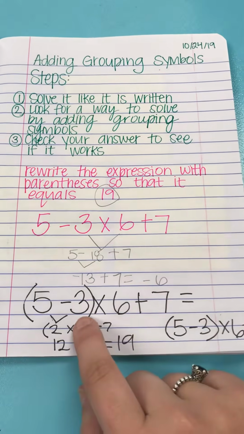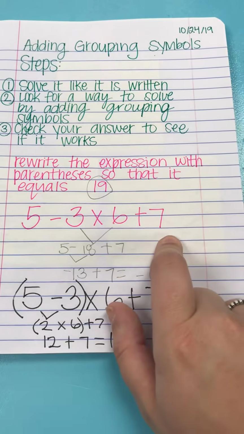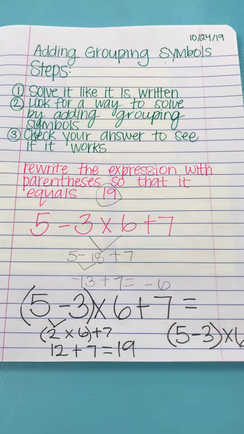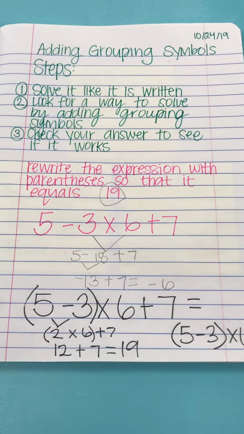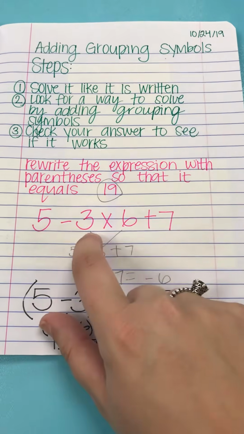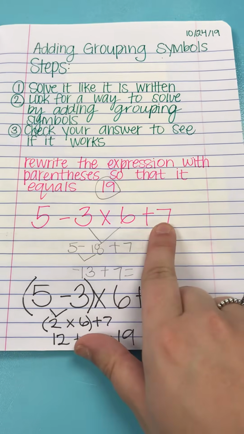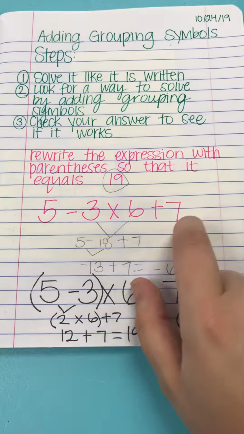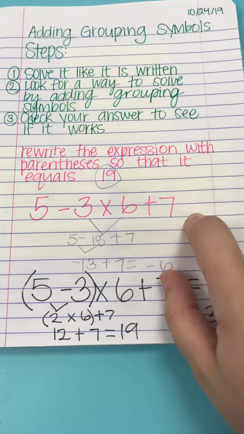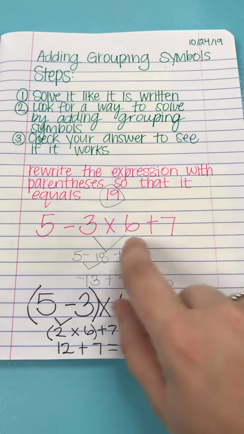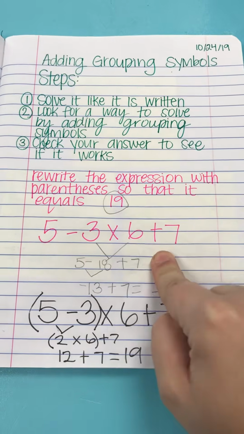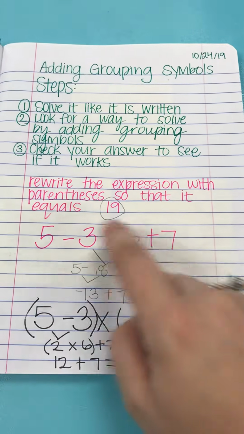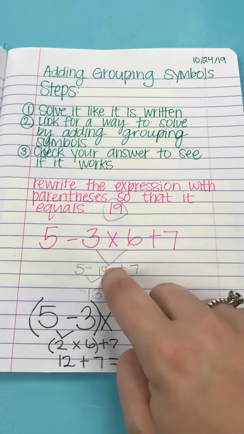So I tell the kids, go ahead and solve it the way it's written, just to see what's going on with the numbers and to make sense of it. In this problem, if you're following order of operations, parentheses would come first. There's no parentheses. Exponents would come next. There's no exponents in this problem. So then it's multiplication or division, whichever comes first from left to right. There's no division, so we're going to do multiplication.